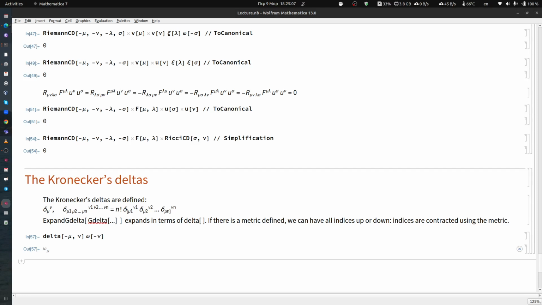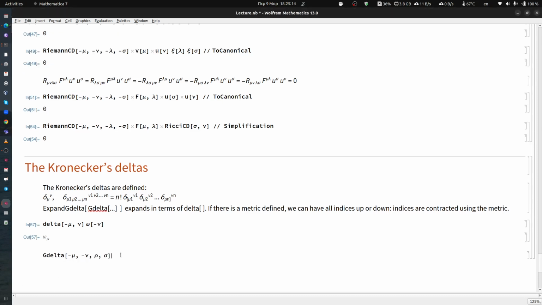Now, let's look at an example of a generalized delta. It has two lower indices, mu and nu, and two upper indices, rho and sigma. So this is its output form. But we can use expand delta to have a more explicit expression involving simple Kronecker's deltas.